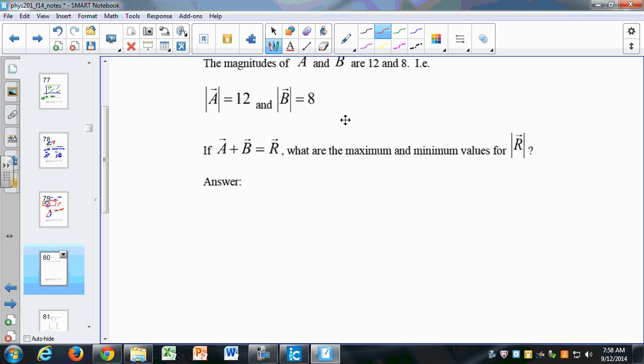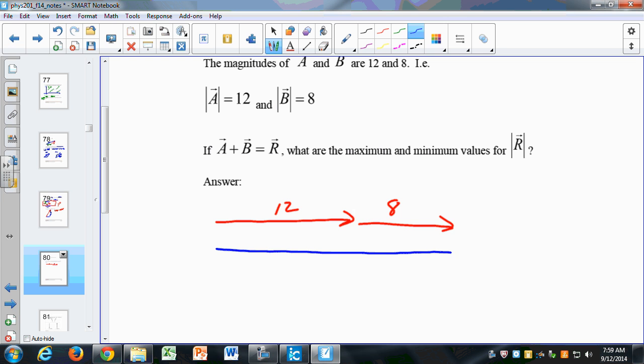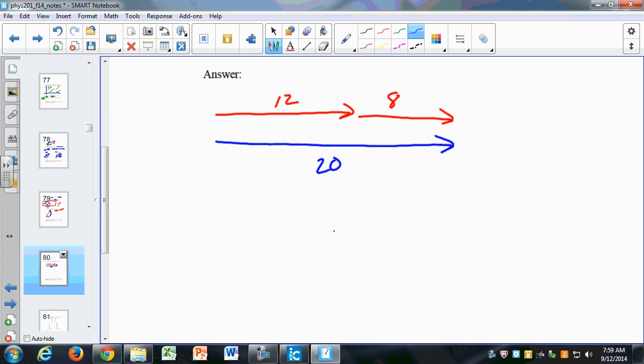What is the maximum value if I add up those vectors? What's the maximum value I can get? 20, right. If they're both in the same direction, I get a maximum value of 20. So if A and B look like this, this is 12, this is 8, and I add those up, it gives me a magnitude of 20 units. What is the minimum value then? 4, right. If they're opposing one another, if one is in this direction and one is in this direction, then the sum of those two vectors is going to be 4 units.